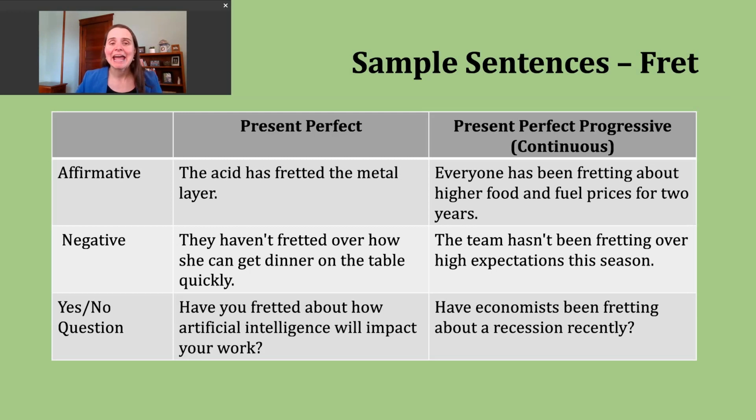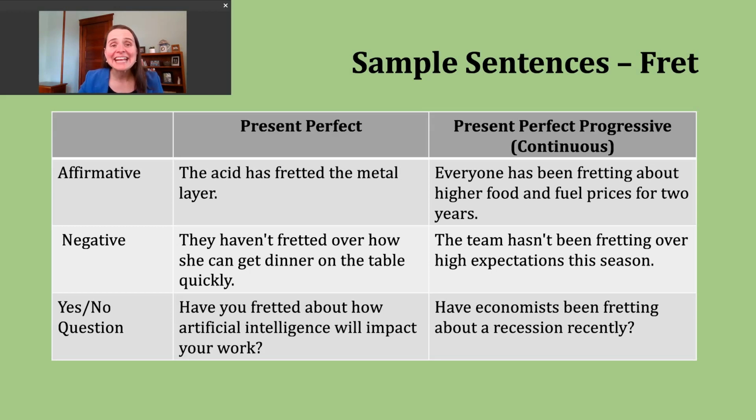The acid has fretted the metal layer. Sorry, let's try that again. The acid has fretted the metal layer. So here, there's our third definition, kind of gradually wearing away at something, kind of rubbing it away. And here we're talking about a substance that has made the metal disappear.